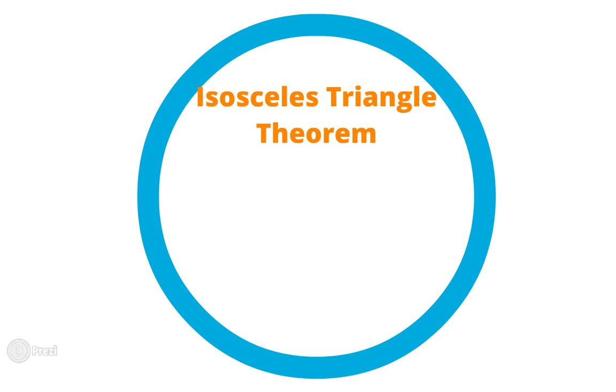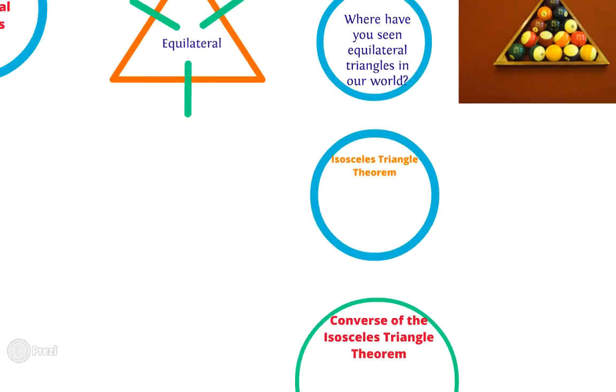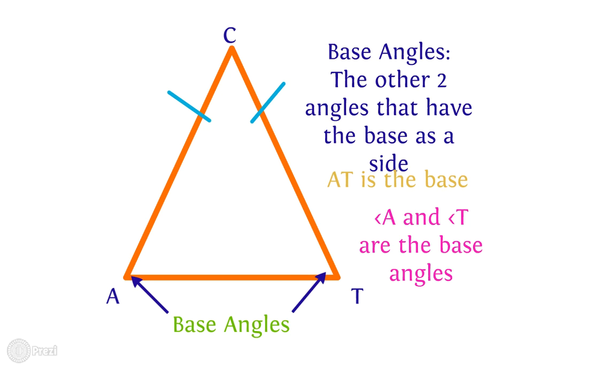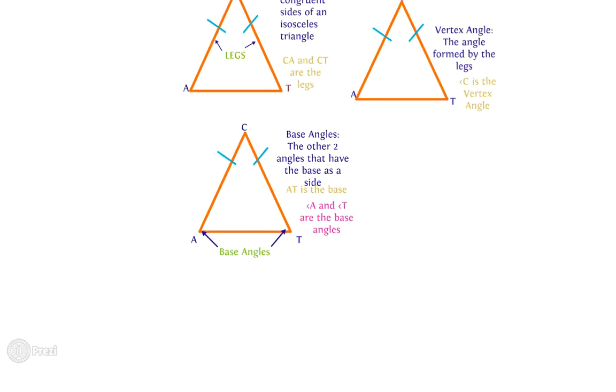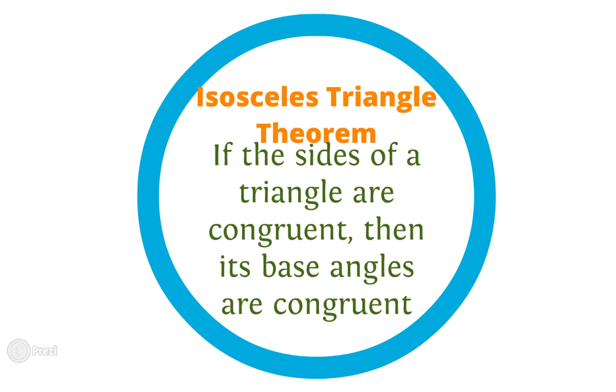All right, so let's talk about the isosceles triangle theorem. We kind of touched on this with the base angles; it has something to do with the base angles of a triangle. The isosceles triangle theorem states that if the sides of a triangle are congruent, then its base angles are congruent. So in an isosceles triangle, the base angles are always congruent.